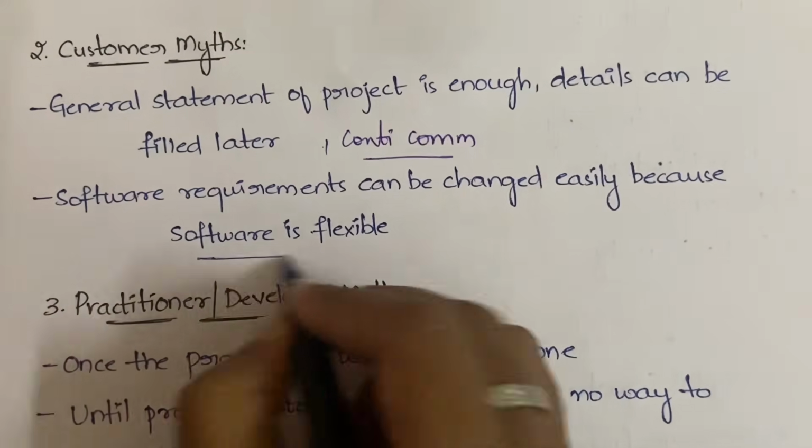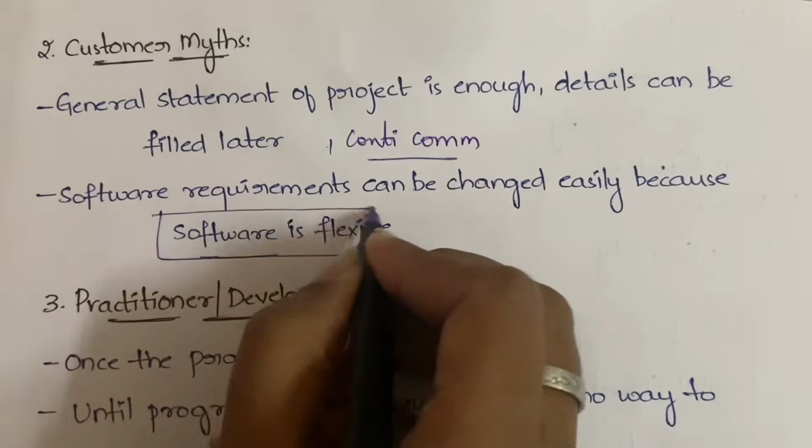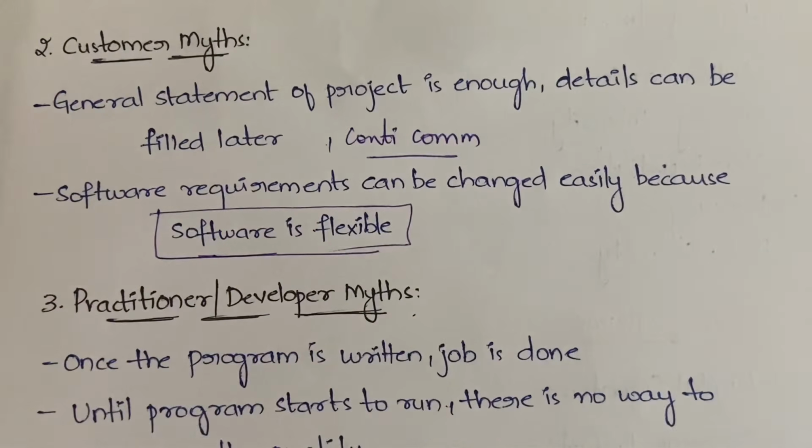We know that software is flexible, right? We have learned this in the characteristics of software. So since software is flexible, we can change the requirements whenever we want, but that is not correct. See, when you are changing a particular requirement, it has some cost associated with it. That is, you need to bear some cost. If you're changing anything, you need to bear some cost.